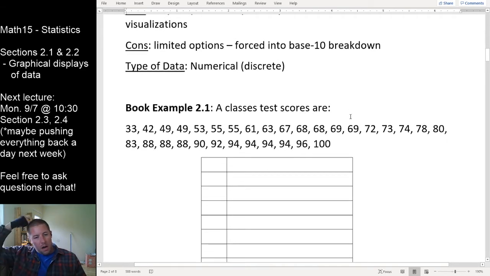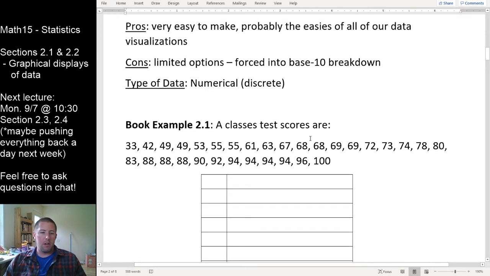What type of data are we looking at using for these? This has to be numerical data, and this really should be discrete data. I suppose this is possible with continuous data sets.